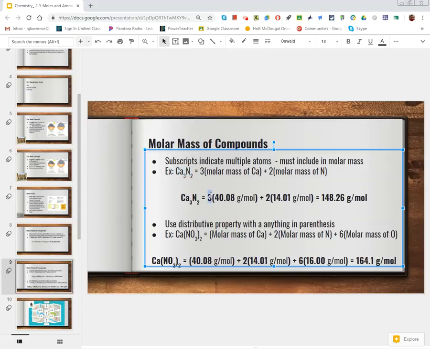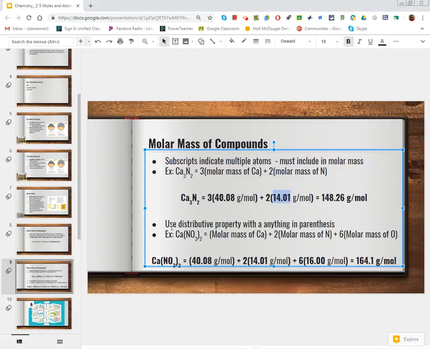But we want to show that we have 3 calciums there. And if you look at your periodic table again, you will see calcium is 40.08 when I cut it down to 2 decimal places. And then we have 2 nitrogens. And if I cut nitrogen down to 2 decimal places, we get 14.01. So add all that together. These get multiplied, add together, get 148.26 grams per mole.